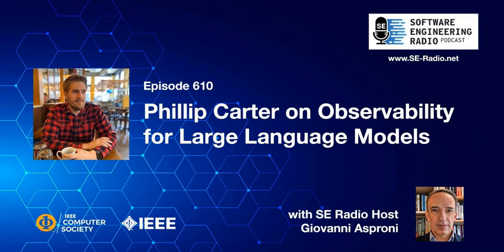Now we came to the end. I think we've done quite a good job of introducing observability for large language models. But is there anything that you'd like to mention? Anything else that maybe we forgot?